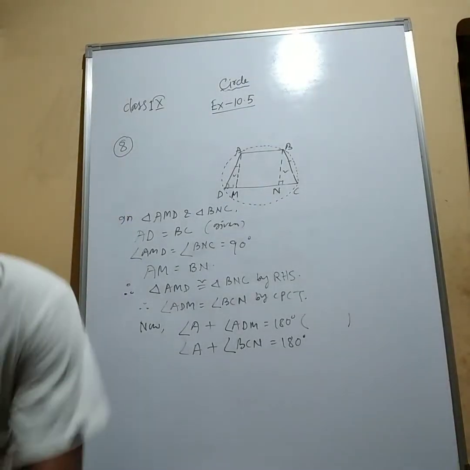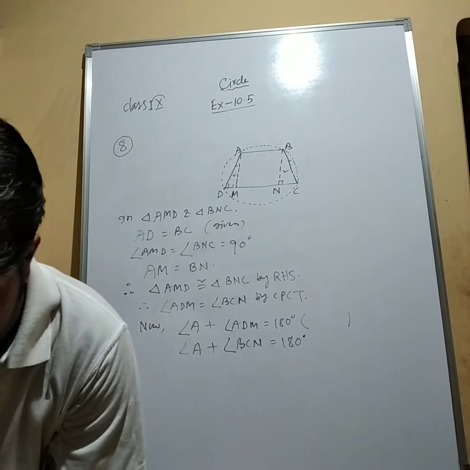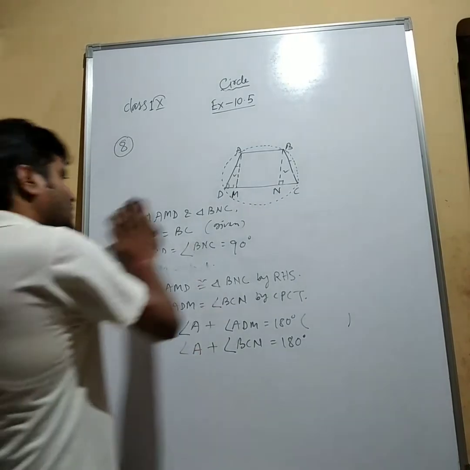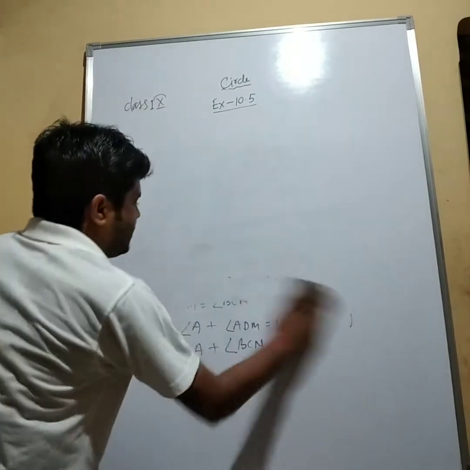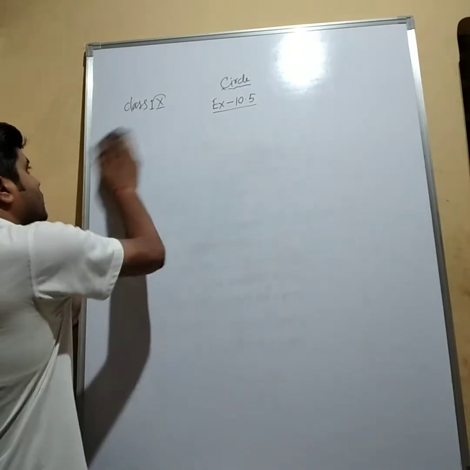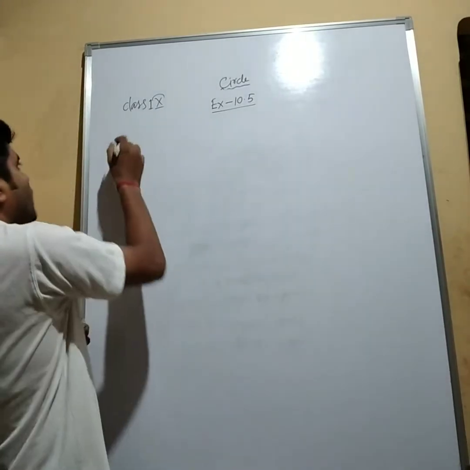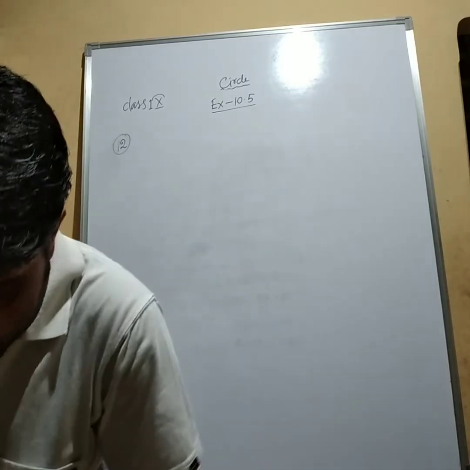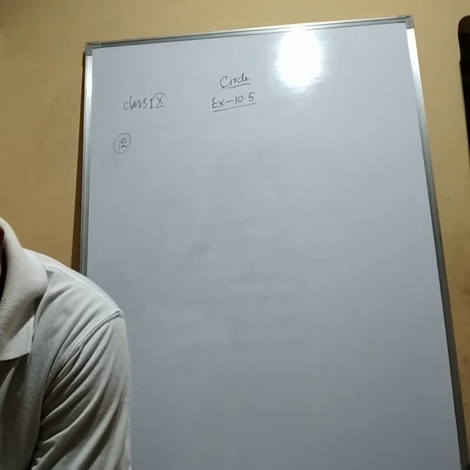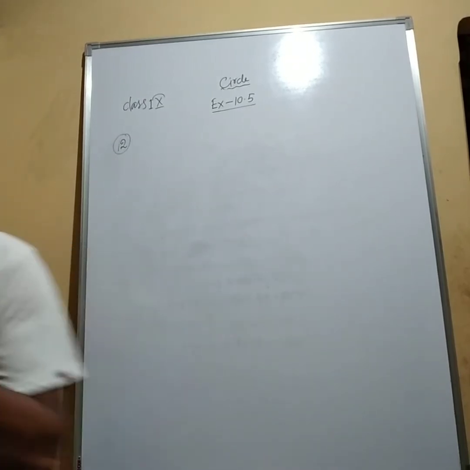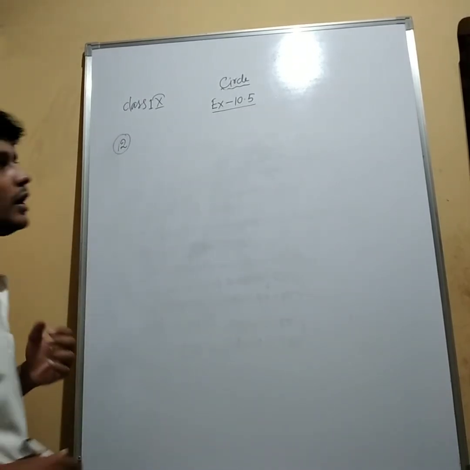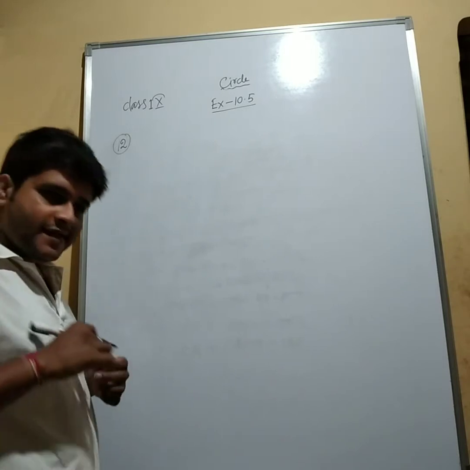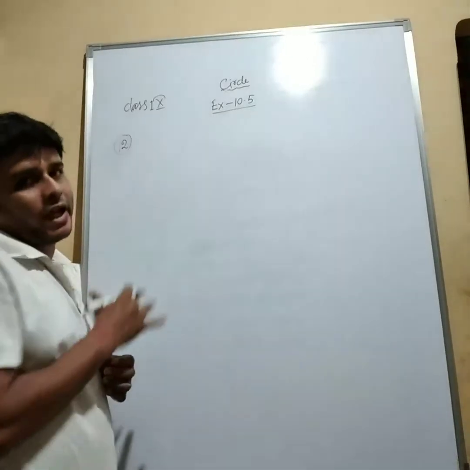Next I am going to solve the last problem, problem number 12. This is also a little bit easy problem. Problem number 12 is: prove that a cyclic parallelogram is a rectangle. It is given that it is a cyclic parallelogram.